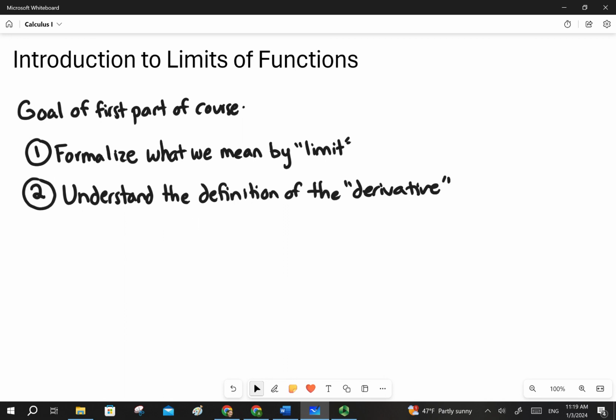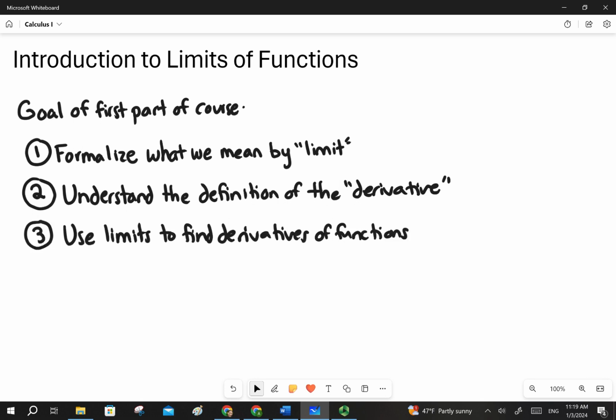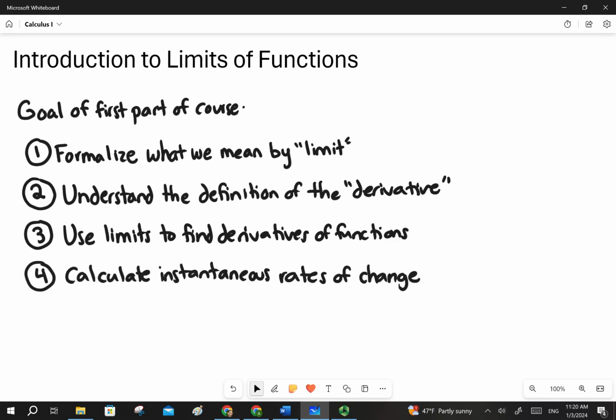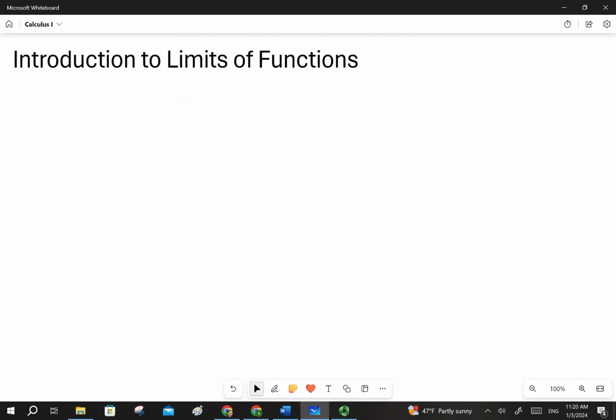Our overall goal for the beginning of this course is to formalize what we mean by limit, understand the definition of the derivative of a function, and then use limits to find derivatives of functions, which will allow us to directly calculate instantaneous rates of change, including tangent line slopes. Our first step is to understand intuitively what a limit is so that we can then formalize a definition.